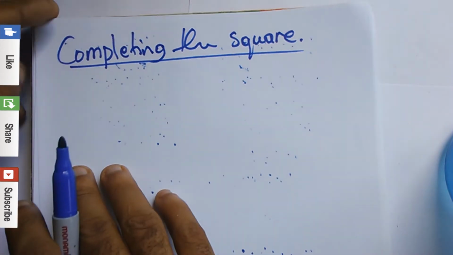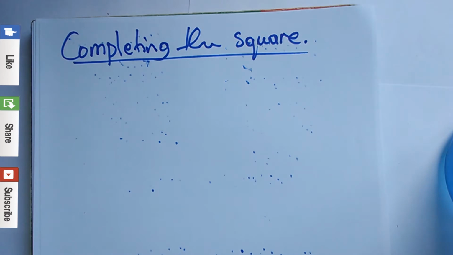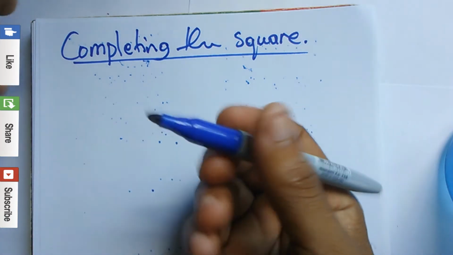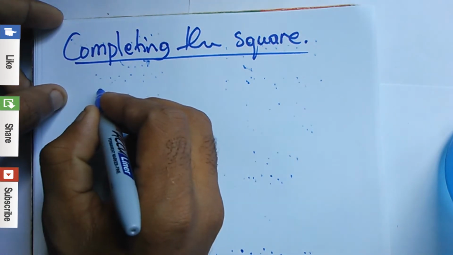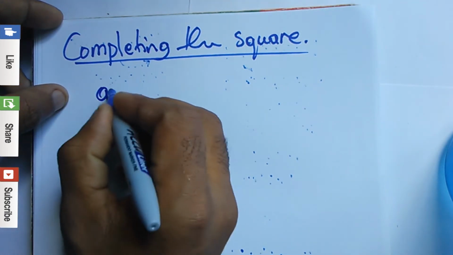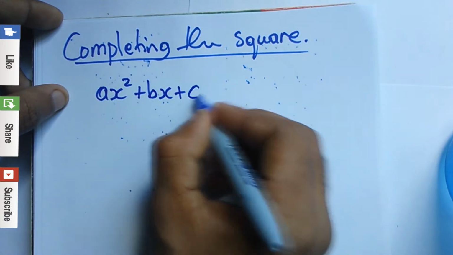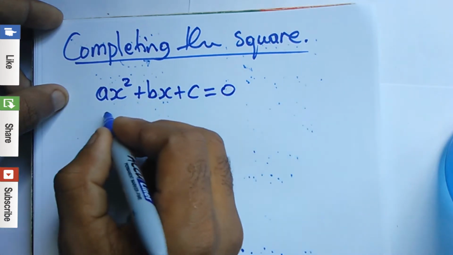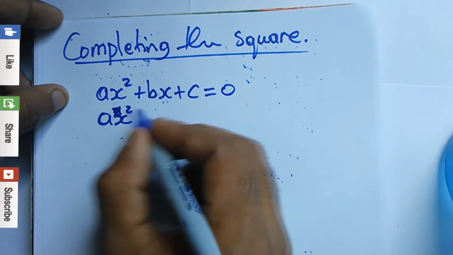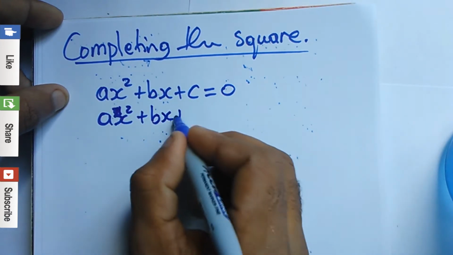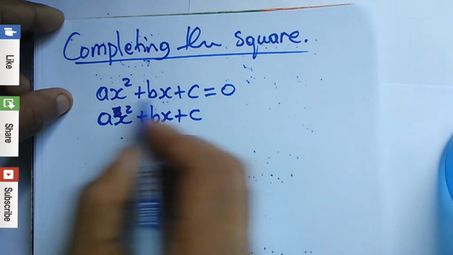Alright, so in this video, we'll be looking at completing the square. Completing the square is when we have a quadratic in the form of ax squared plus bx plus c equal to 0, or if we have it in the form of ax squared plus bx plus c. So this would be an equation. This would be an expression.